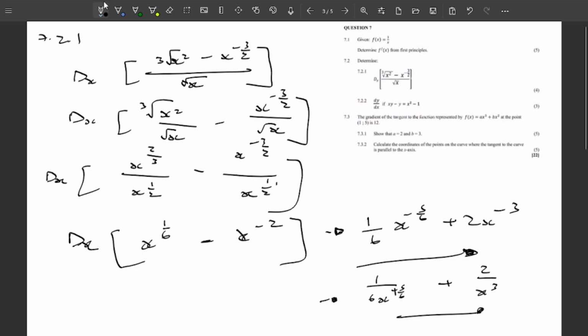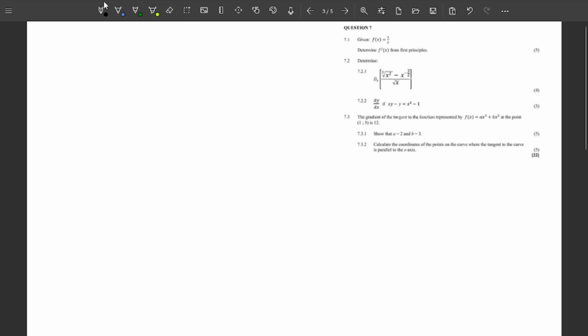Alright. Now, after doing this, you're done. Let's move to 7.2. This one requests us to find the derivative of xy minus y, which is equal to x squared minus 1. Okay. So here, the only thing that will confuse many students is, what is happening?